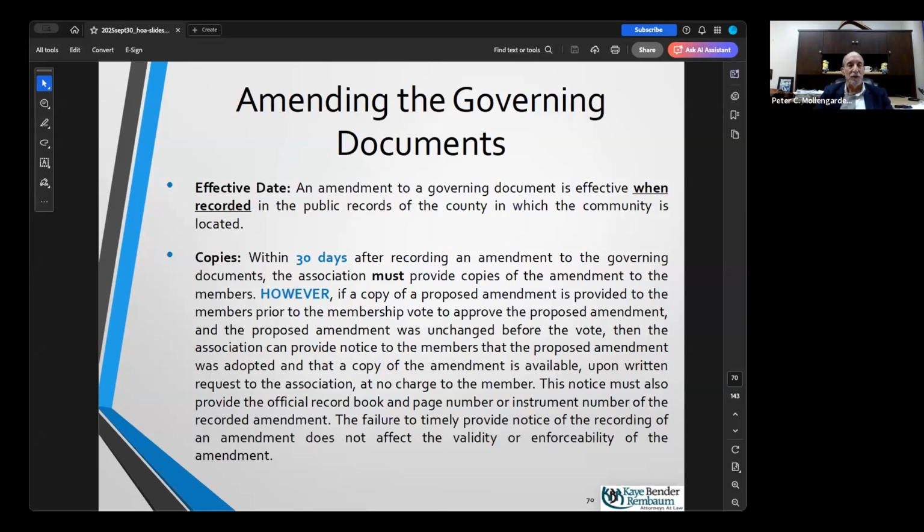This notice must also provide the official record book and page number or instrument number of the recorded amendment. However, the failure to timely provide notice of the recording of the amendment does not affect the validity or the enforceability of the amendment. But remember, you still have to provide all the owners with all your covenants and all your amendments to your covenants.